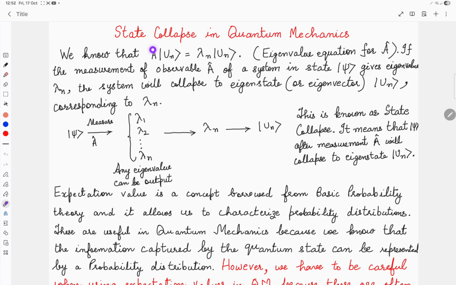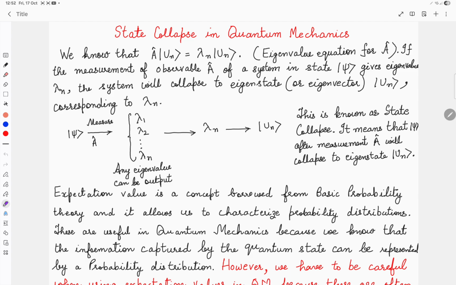Now, in that case, let us say A cap is the operator or the observable that we are trying to measure in a quantum system. In that case, the operator or observable will have eigenvalues given by a set of lambda n values, right? And corresponding to each eigenvalue, there will be an eigenvector, and that eigenvector is represented by ket un corresponding to each one of the eigenvalues, right? And this eigenvector will be termed as the eigenstate here in this case.